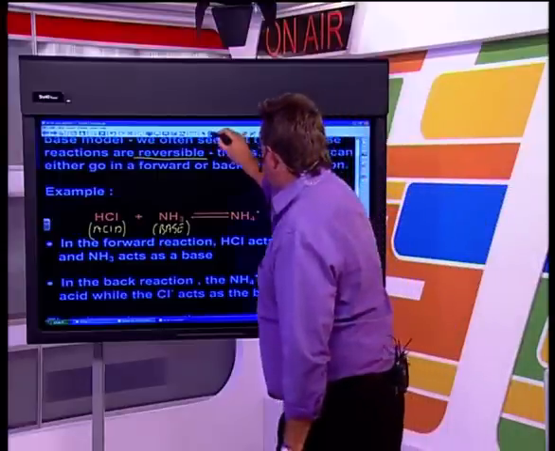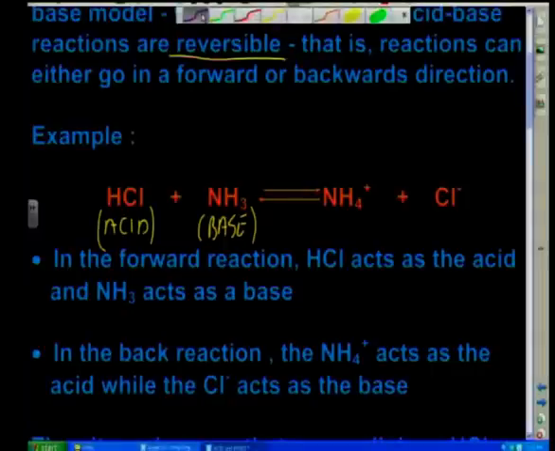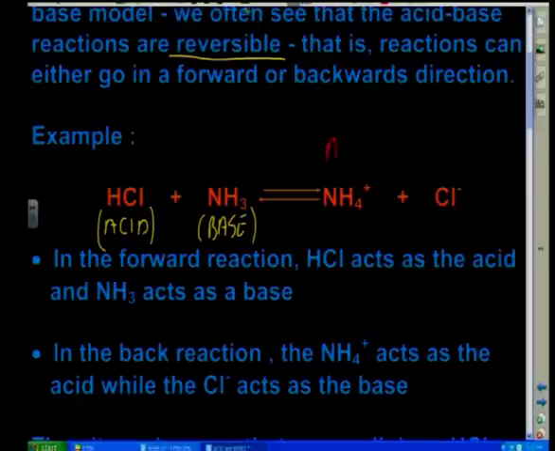So in the back reaction, and we'll change the color for that. What'll be good? Shall we try purple? Oh, I don't think that's going to be seen too well. Yeah, let's try a better color. Let's try red. I'm sure red will stand out. That is going to act as an acid in the back reaction.